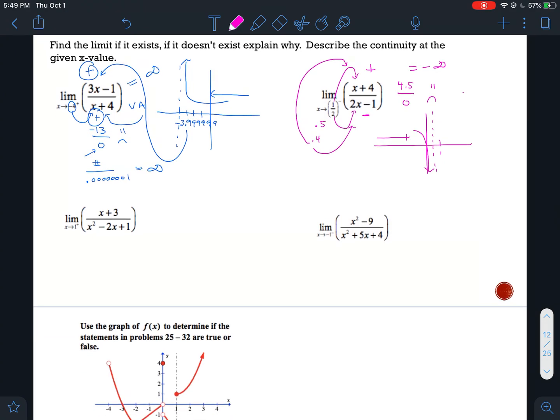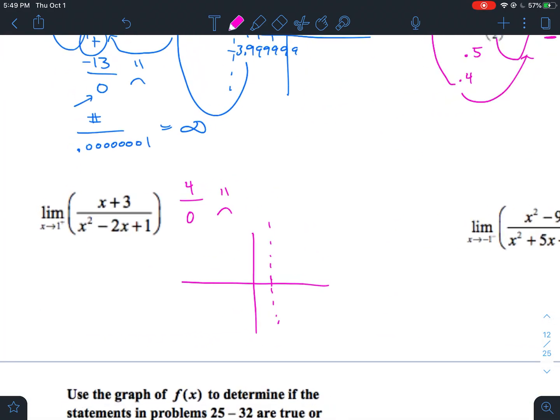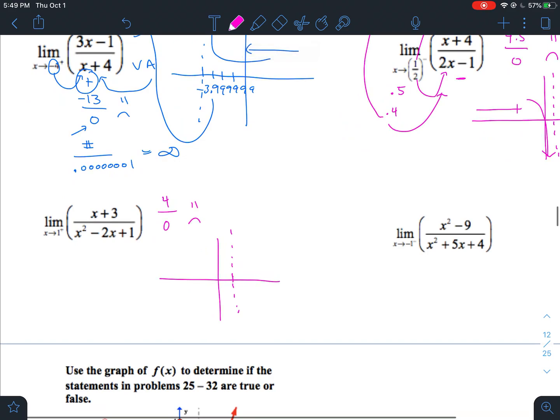Let's look at the next one. X is approaching 1 from the right-hand side. So if I plug in 1 into the numerator, I get 4. If I plug 1 into the denominator, I get 0. So again, that's undefined, so I want to know what's happening. So at 1, that means I have a vertical asymptote on the graph, and I want to know what's happening as I'm approaching it from the right-hand side.